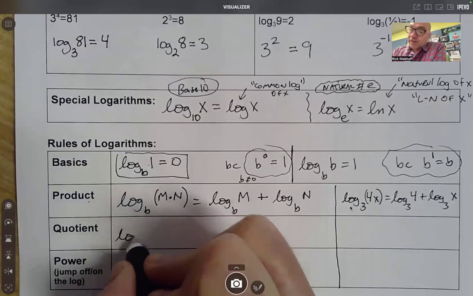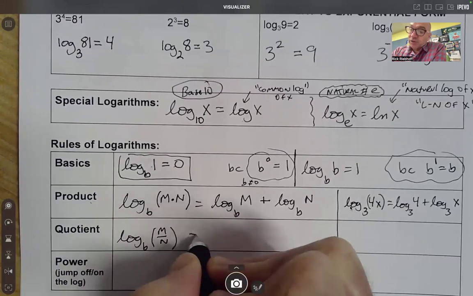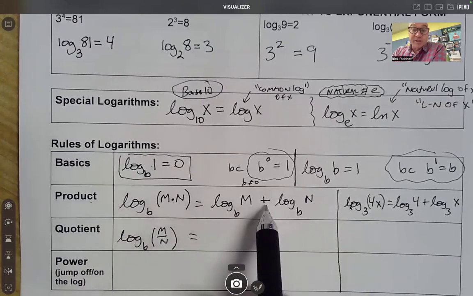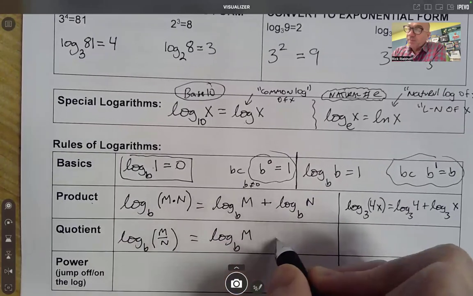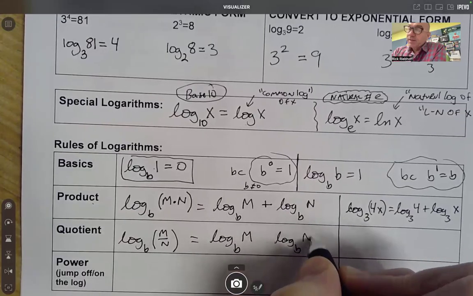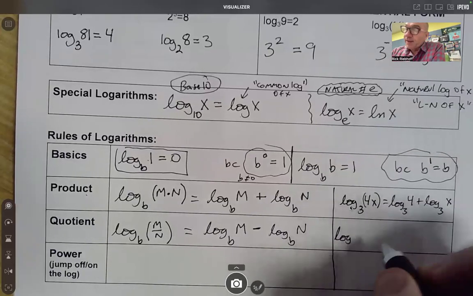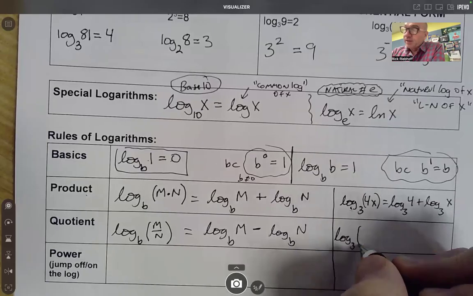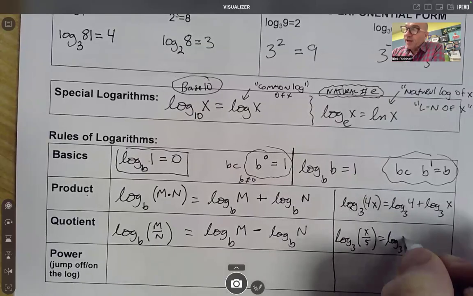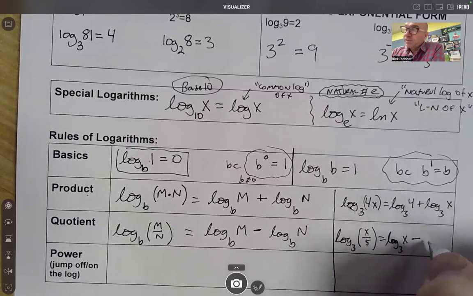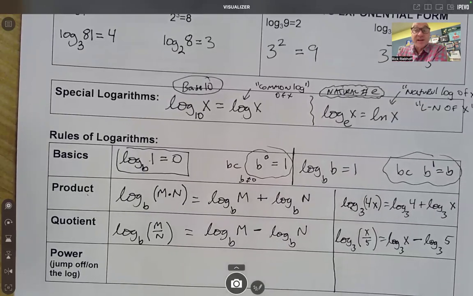Quotient rule: log base b of m divided by n is equal to, well, when we multiplied it turned into addition, so anybody want to take a wild guess what's going to happen in between these two? Yeah, it's going to be subtraction. So log base 3 of x over 5 is equal to log base 3 of x minus log base 3 of 5. There's just an example of how to use it for you.